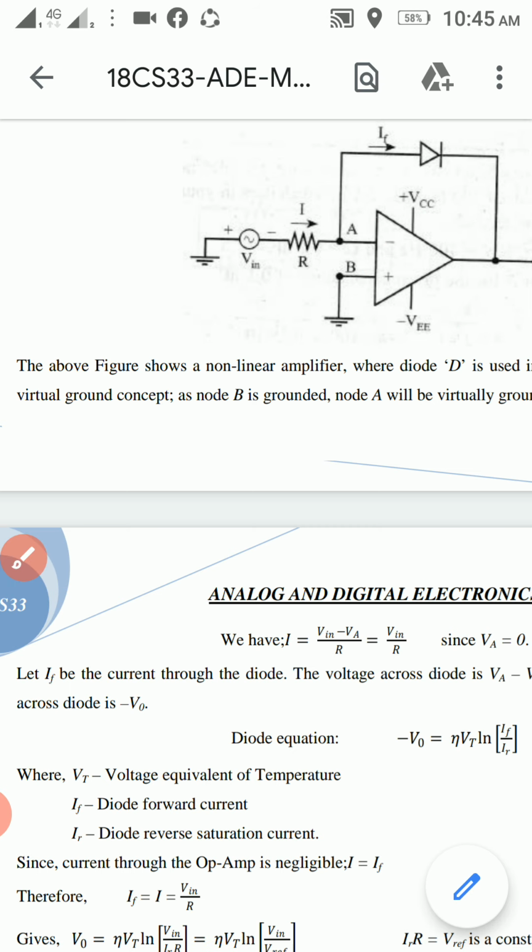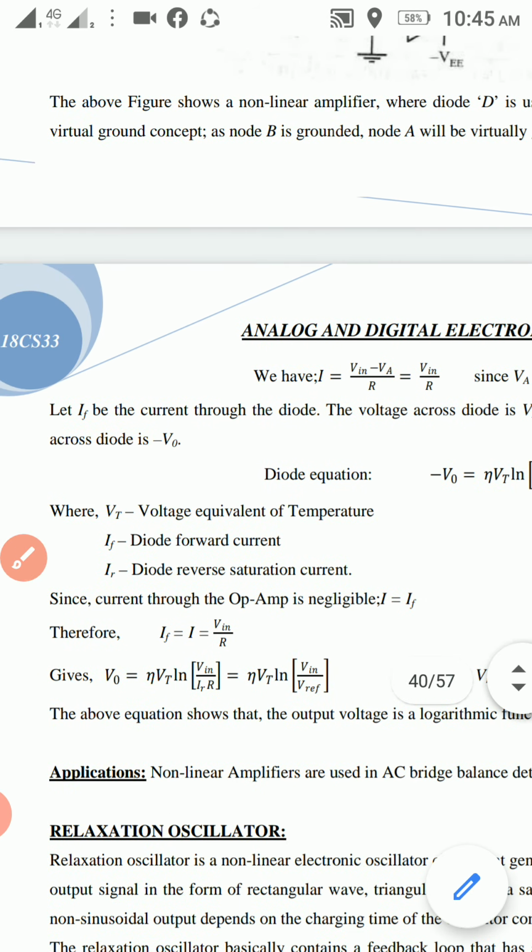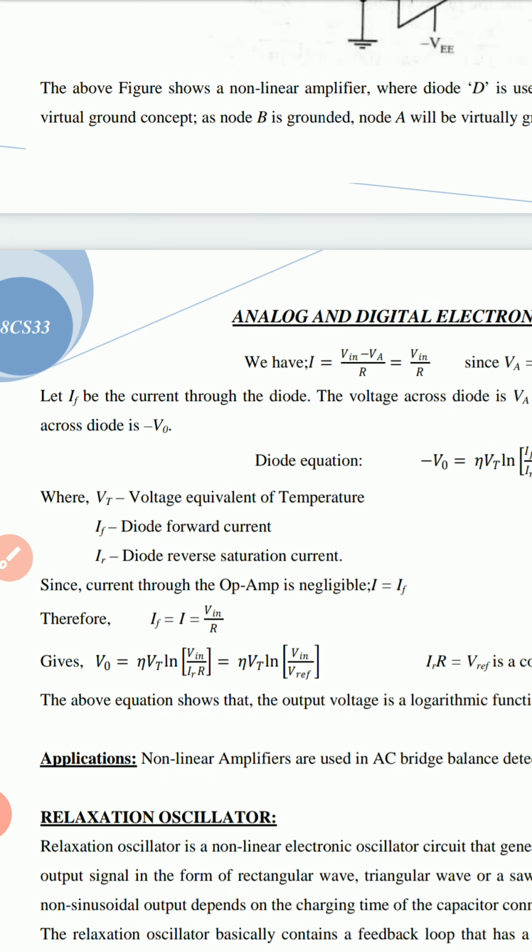So if you neglect the current passing through the operational amplifier, then I is equal to IF. We have to substitute this: IF is equal to I. We know I is equal to V in by R, because VA is virtually grounded, it is 0. So I is equal to IF is equal to V in divided by R. Once we know the V in value, we also know the IR value.